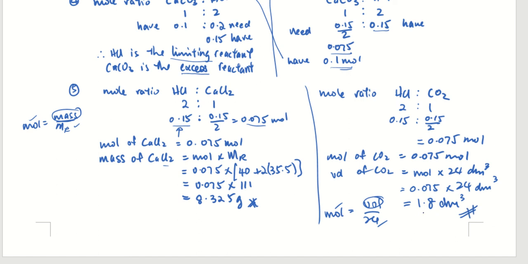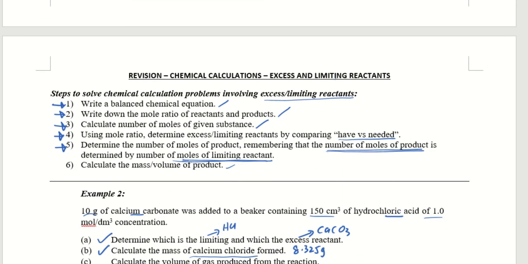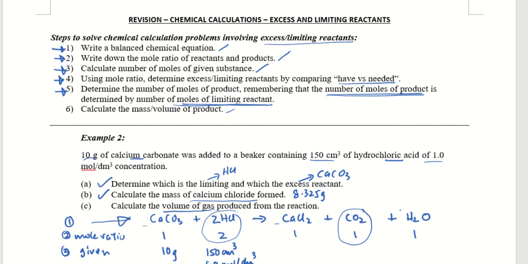Okay, so you can actually see that by following these steps systematically, we would be able to determine the mass or volume of any of the products, because we have already determined which is the excess and which is the limiting reactant. Okay, so just follow these steps and you will not go wrong when tackling problems involving excess and limiting reactants in the chapter of chemical calculations or mole calculations.